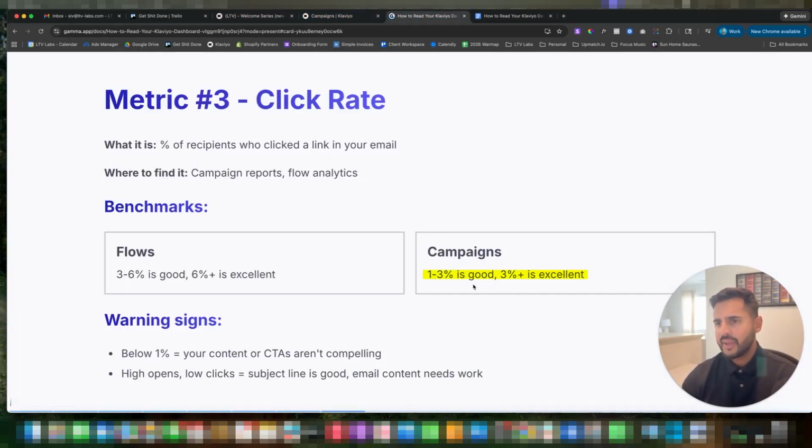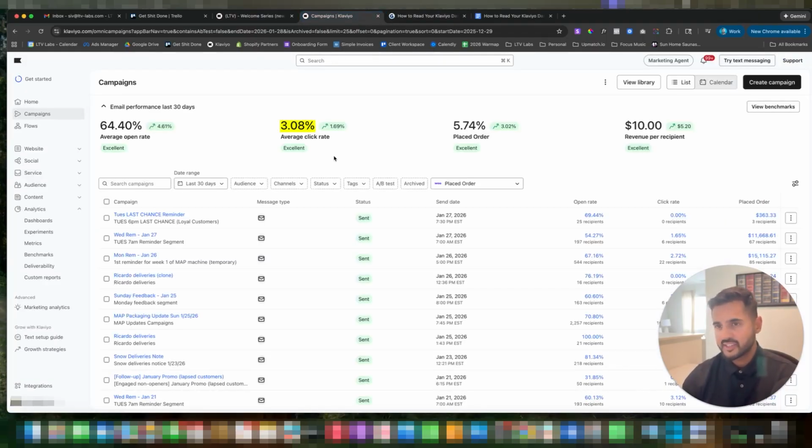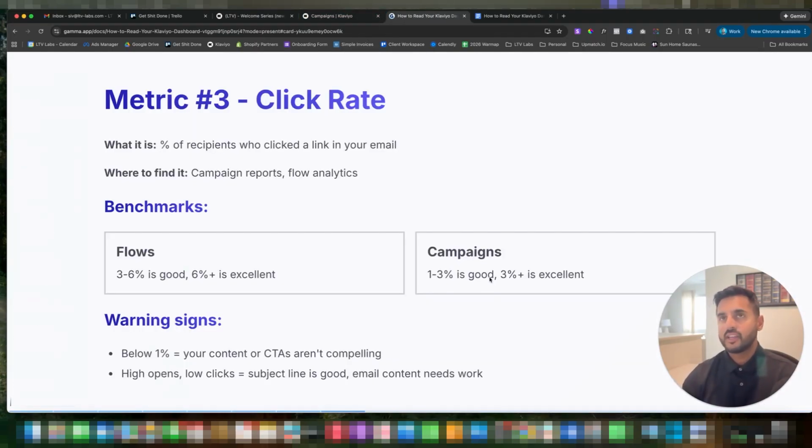And then if we look at the campaigns, I would say 1 to 3% is good and 3% is excellent. So if we go into the campaign, 0.08%, which is considered excellent, not every campaign really warrants people clicking on the email.